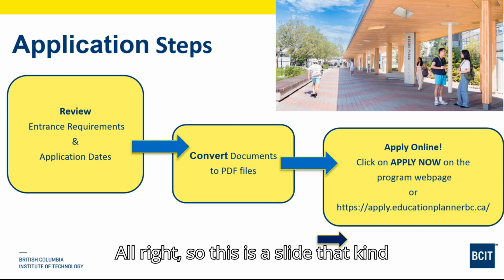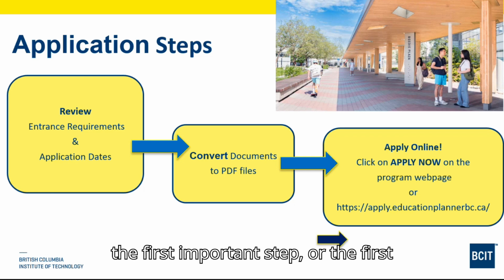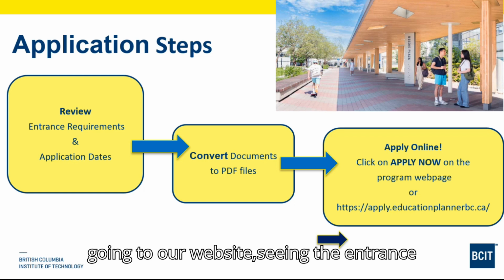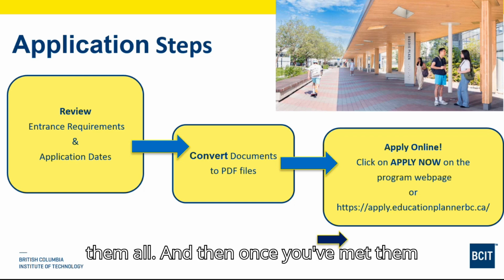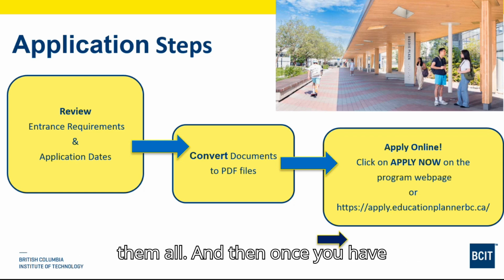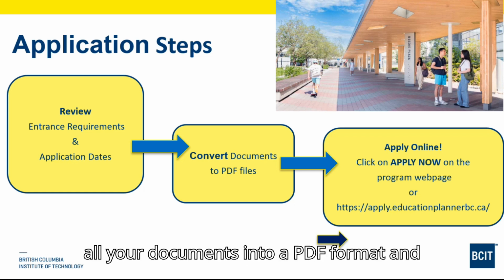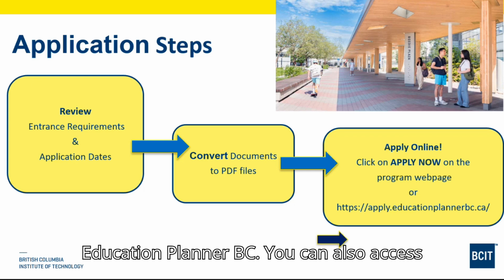All right, so this is a slide that shows you what it looks like. I think the first step is probably the most important: looking at the entrance requirements. So going to our website, seeing the entrance requirements and seeing that you've met them all. And then once you've met them all, ensuring that you have the documentation to support that you've met them all. And then once you have everything in place, then you're ready to apply. So you want to convert all your documents into a PDF format, and then you click on the Apply Now on our website, and that'll lead you to the Education Planner BC.